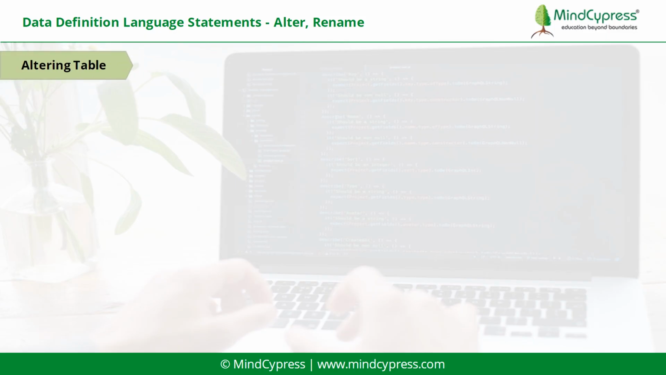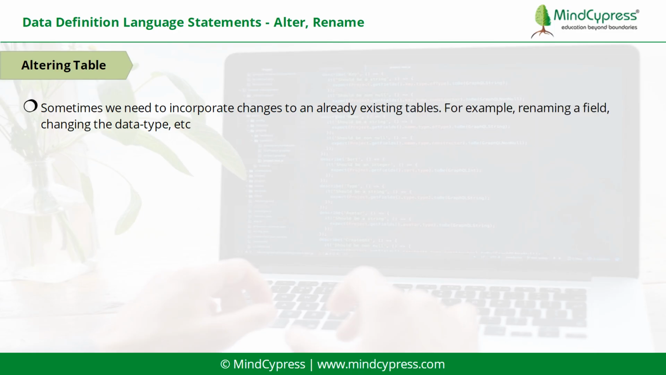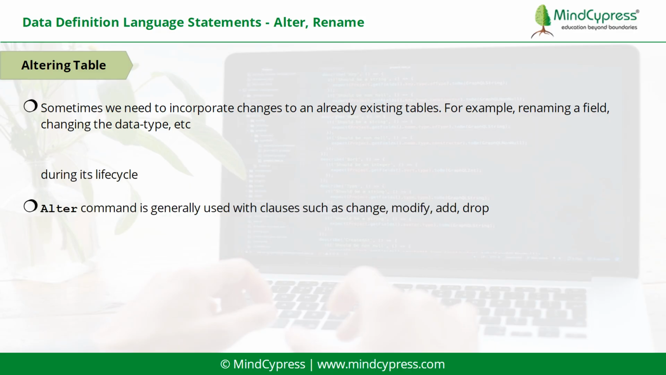Let's understand what is altering. Sometimes we need to incorporate changes to already existing tables, for example, renaming a field, changing the data type, etc. The alter command is used to make modifications in an existing database table that demands a change during its lifecycle. Alter command is generally used with clauses such as change, modify, add, drop.